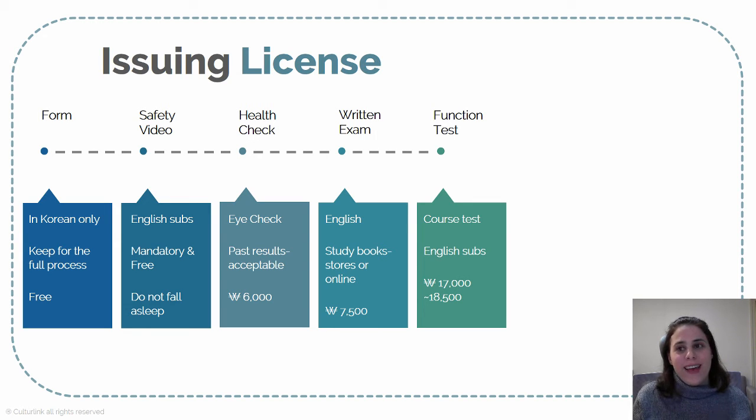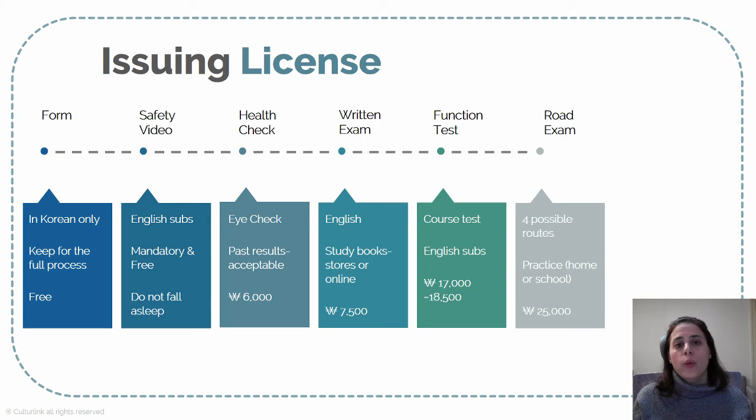Once we pass this test, we have the actual road exam, which will be around a 20 to 30 minute drive in a route in the city. You will have this exam with a tester sitting next to you. And for each office, there are 4 different possible routes, so you can have the explanation of the route. As you will be issued a practice license after the function test, you can actually practice this road exam before taking it. And the fees for this exam would be 25,000 Korean won.